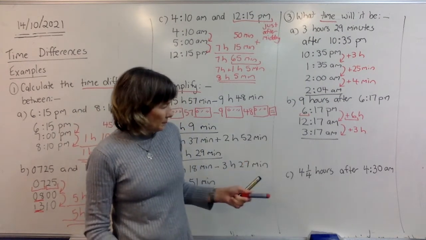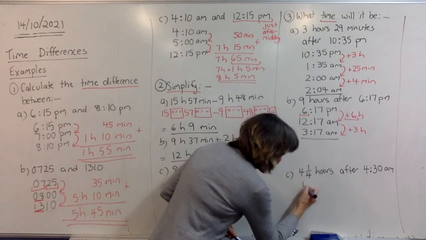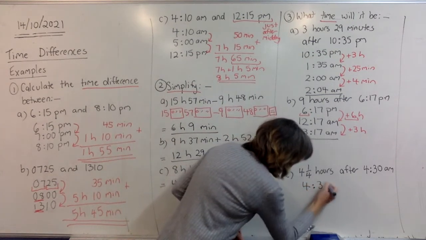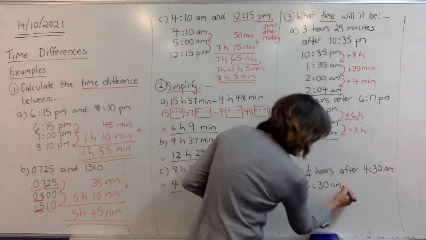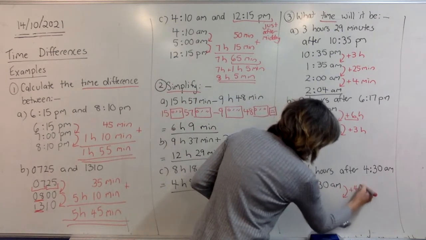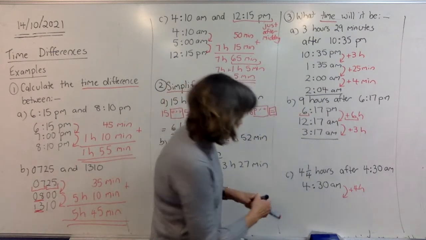All right, next one. We're starting at 4:30 AM. And do the easy bit first. We're going to add on 4 hours. And if you do that, you'll get to 8:30 AM.